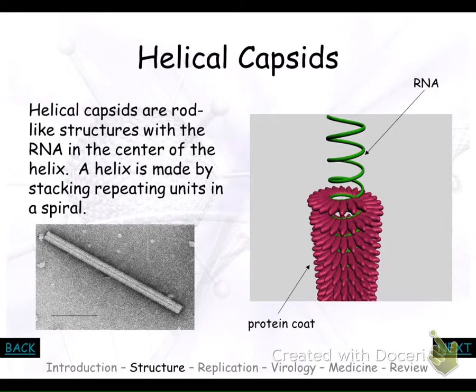So, viruses come in many different shapes. One of them is called helical. The capsid is a rod-like structure that has the genetic material in the center of the helix. A helix is made by stacking repeating units in a spiral. To kind of picture what a helix might look like, think about the spring inside of a pen, or think about a slinky.